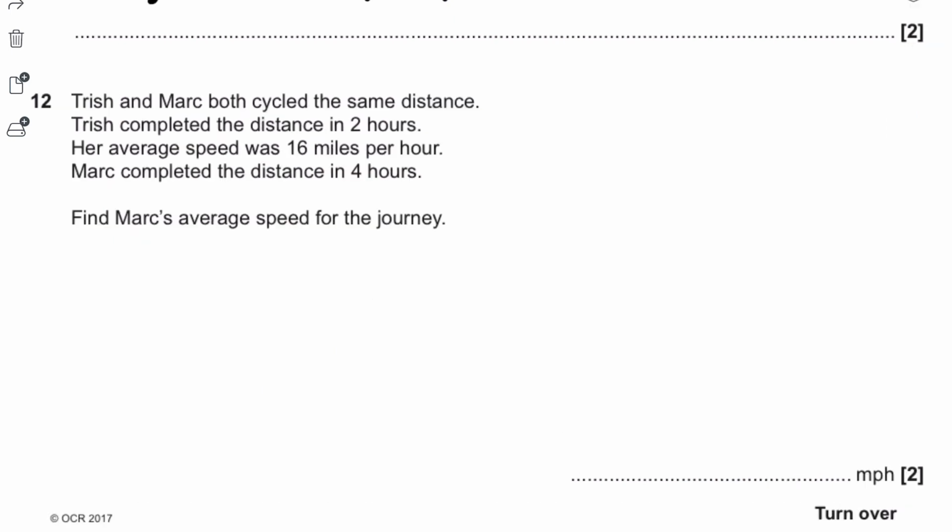For question 12, Trish and Mark both cycled the same distance. Trish completed the distance in 2 hours. Her average speed was 16 mph. Mark completed the distance in 4 hours. Find Mark's average speed. So Mark took twice as long, therefore his speed would be half. So it would be 16 over 2, which is 8. So it would be 8 miles per hour.